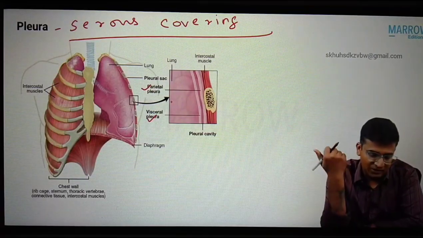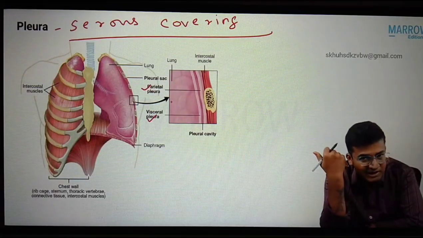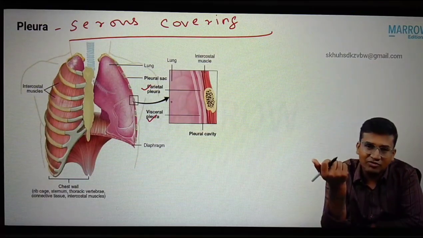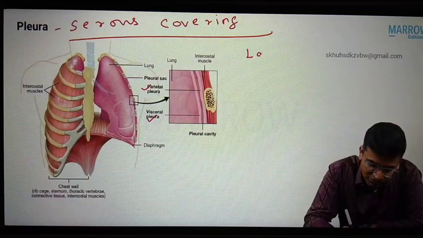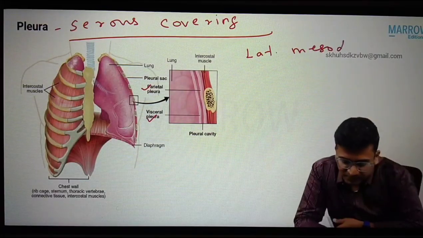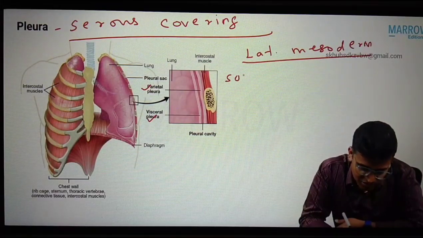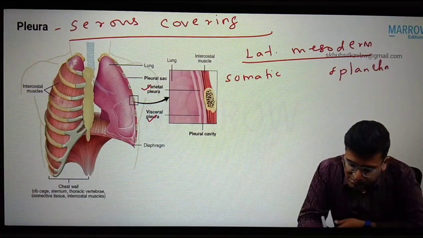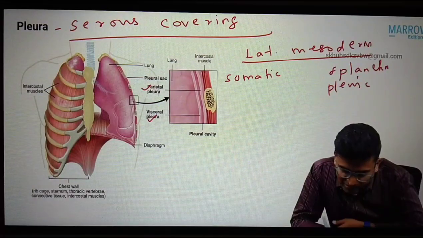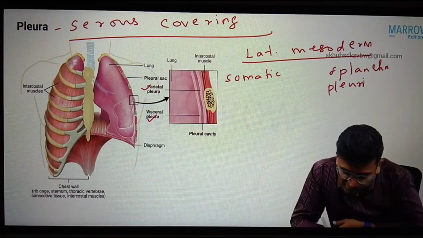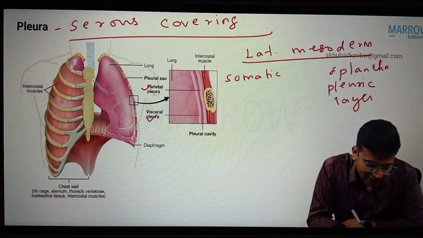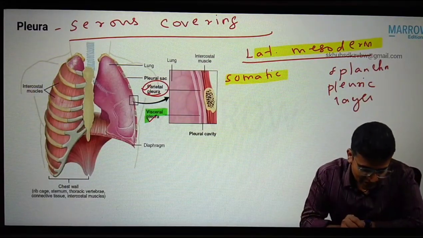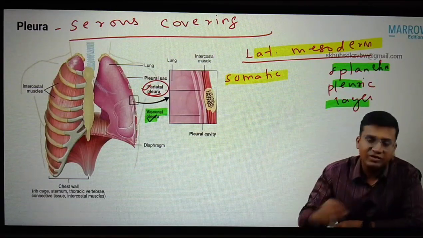Like the parietal and visceral layer of body cavities, they are coming from the somatic layer of lateral mesoderm and the splanchnopleuric layer of lateral mesoderm. So from the lateral mesoderm, we have two layers, somatic layer and the splanchnopleuric layer. So the parietal pleura is coming from the somatic layer of lateral mesoderm, and the visceral pleura is coming from splanchnopleuric layer of lateral mesoderm.